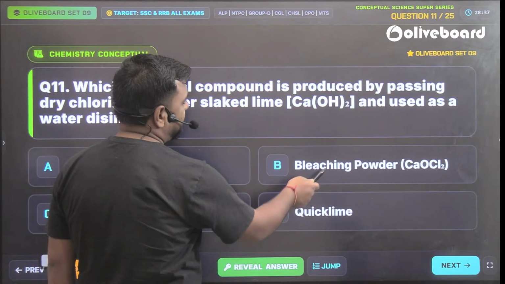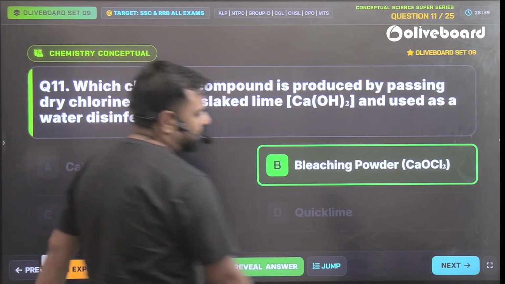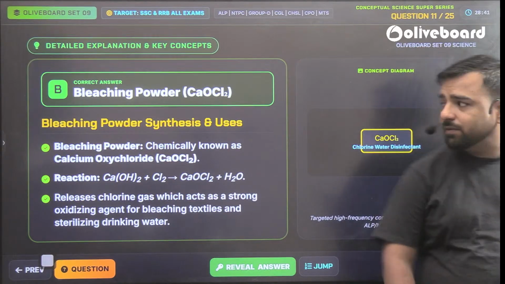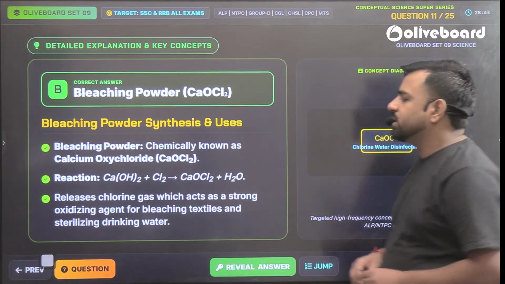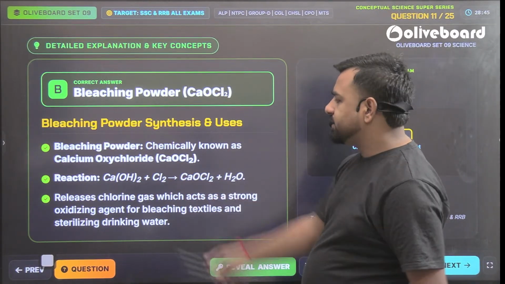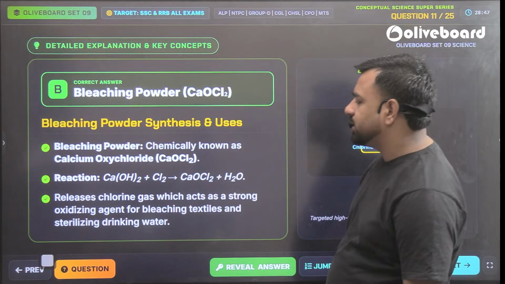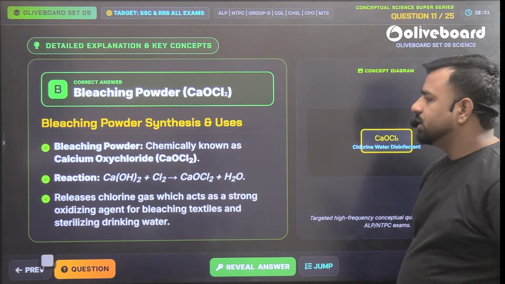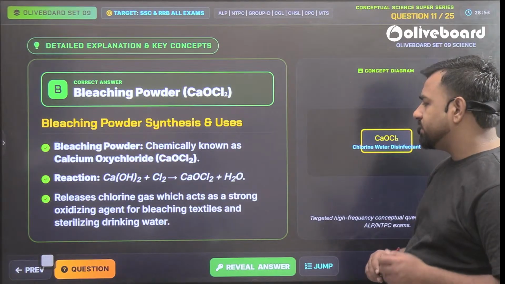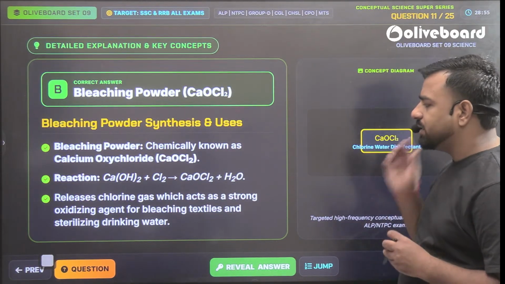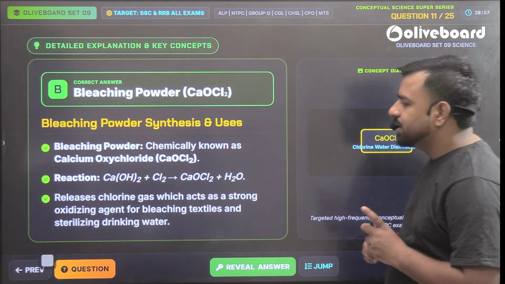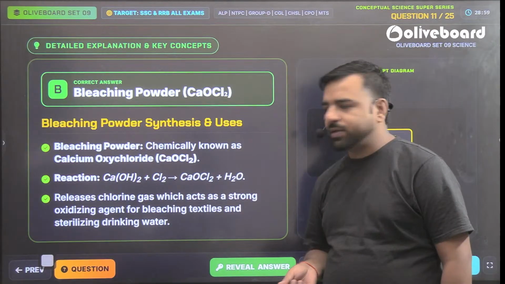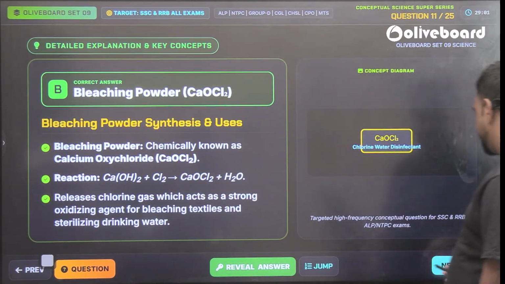So guys, that's CaOCl2, that is bleaching powder. And here's the reaction that is given. Chemically it's known as calcium oxychloride, and here's the reaction: calcium hydroxide, when it is reacted with chlorine, forms CaOCl2, that's the bleaching powder, right? It releases chlorine gas which acts as a strong oxidizing agent for bleaching textiles and sterilizing drinking water, right? So what is the answer? The correct answer was option number B.